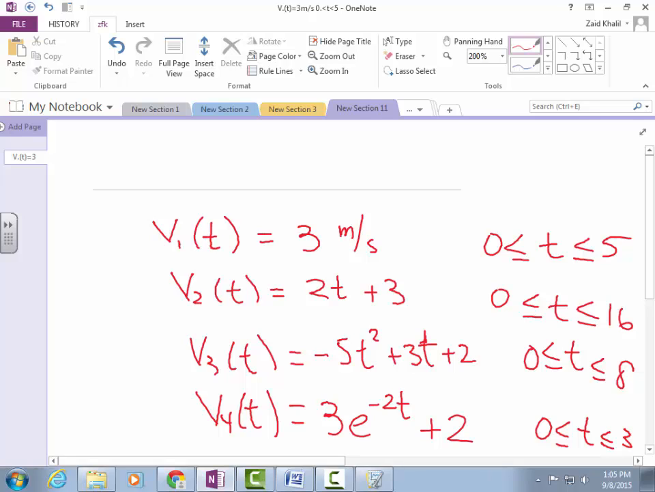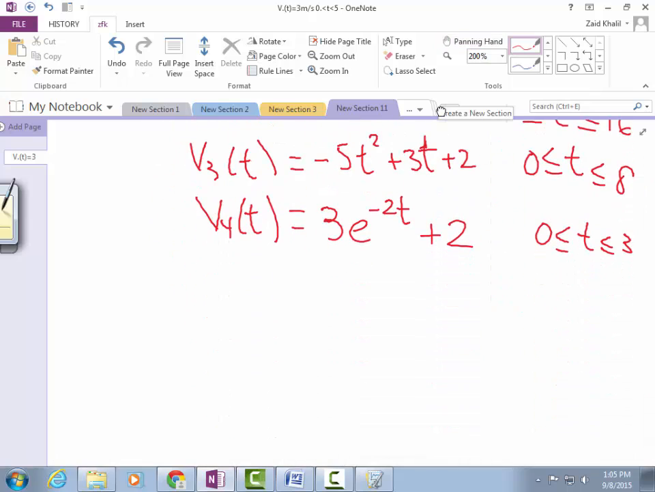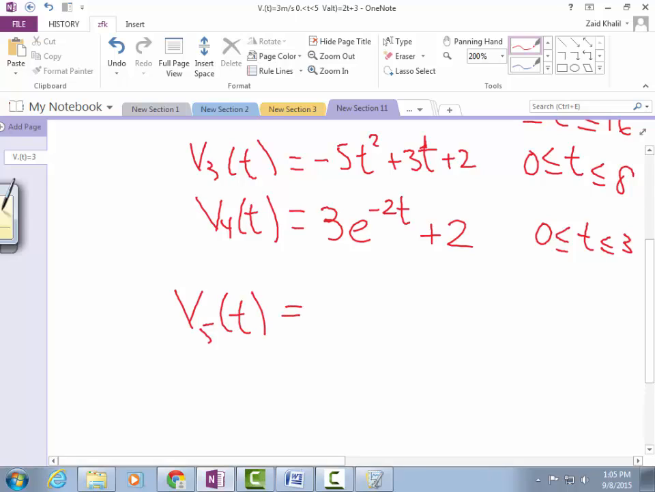So what would a counterexample be? In other words, what would be an example where an instantaneous velocity is not defined at a point? Well, it would look something like this. Say v5 of t equals 3 for t greater than 0 and less than 7, and it equals 5 for t greater than 7.